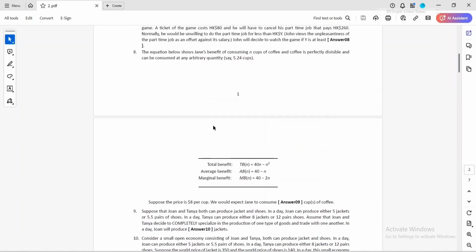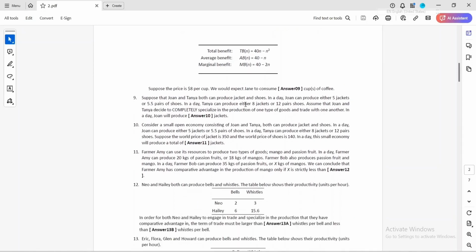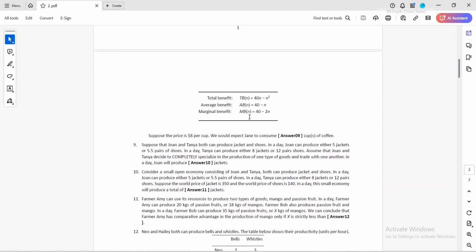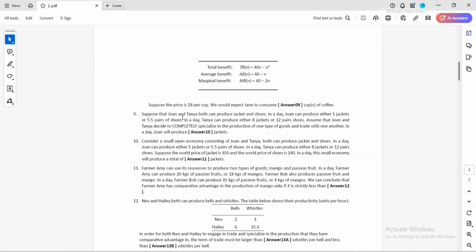Now let's move on to the next question. Suppose that John and Tanya both can produce jacket and shoes. John can produce this much jacket or this much shoes. Similarly, Tanya can produce this much jacket and this much shoes.